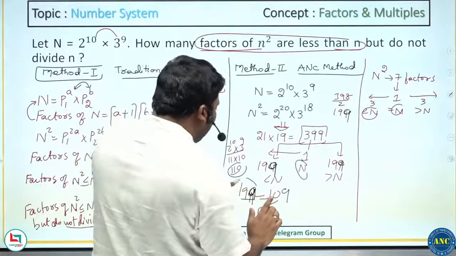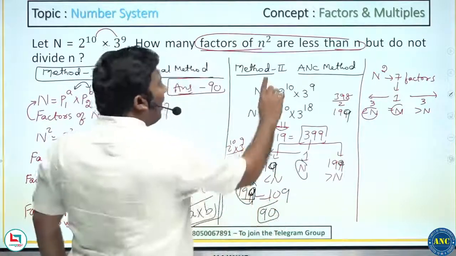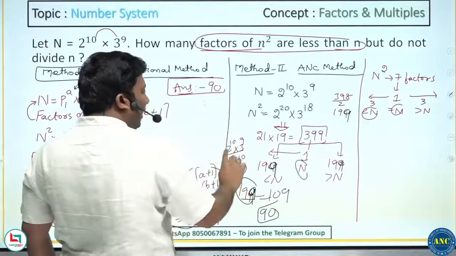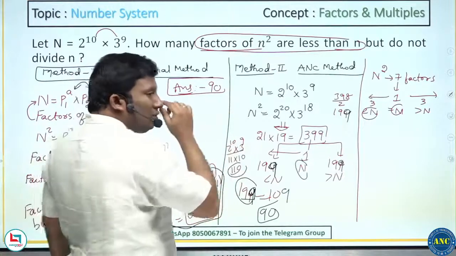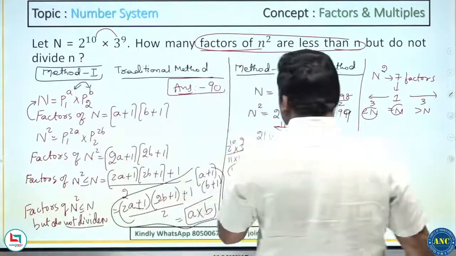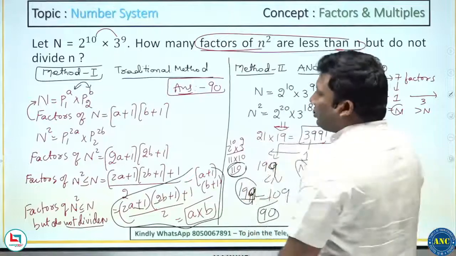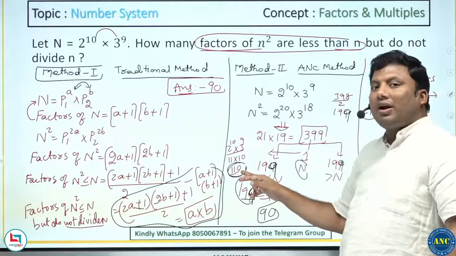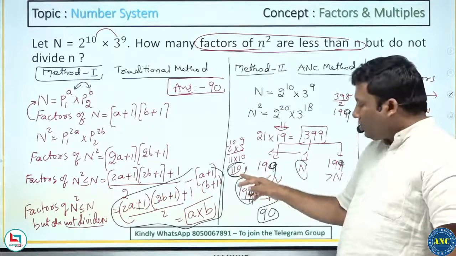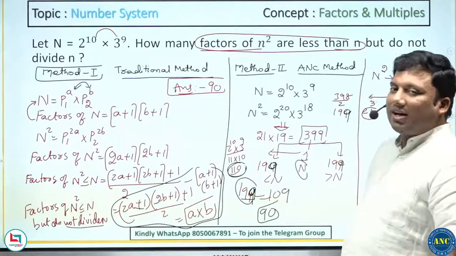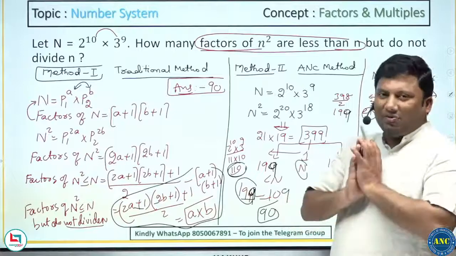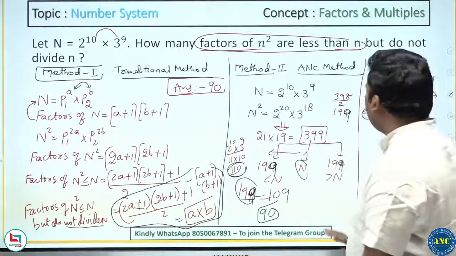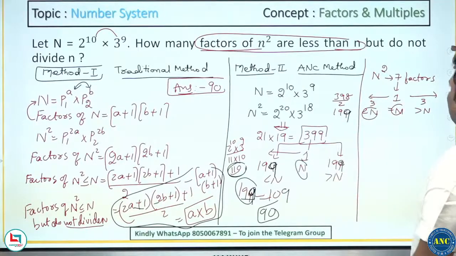So it is 199 numbers less than n, but that do not divide n. n is 2 power 10 into 3 power 9. How many factors are there for this number? 110. It is less than n. So if it were equivalent to n, I would have taken 110. So 199 minus 109. Answer is 90. Very, very easy question, sir. I hope the idea is clear.